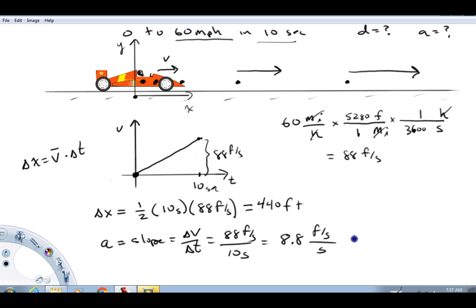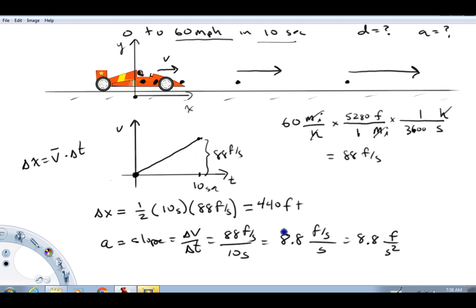A lot of textbooks would like to write that 8.8 feet over second squared. These are equivalent. The feet per second per second and the feet over second squared are the same thing. I really like this unit for acceleration. I think it very nicely demonstrates what that acceleration is telling you. This 8.8 feet per second per second means, after 1 second, that car is traveling about 8.8 feet per second. And after another second goes by, it's going to increase in speed by another 8.8 feet per second. And then it'll increase in speed by another 8.8 feet per second, and so forth.